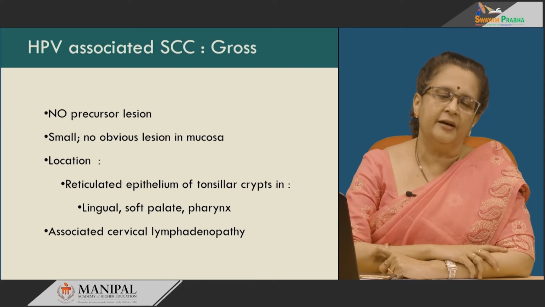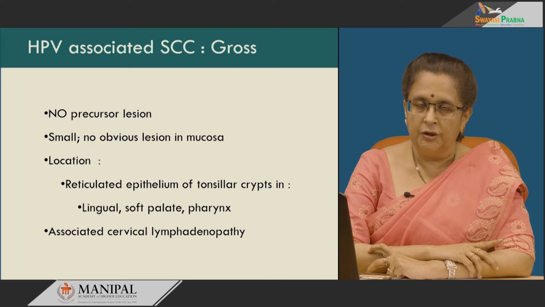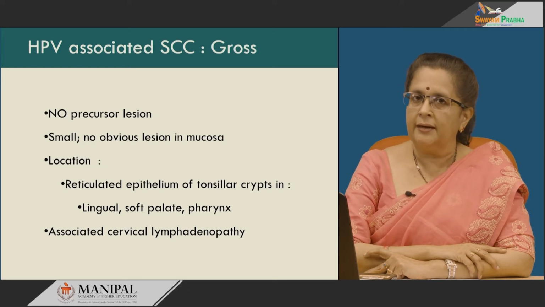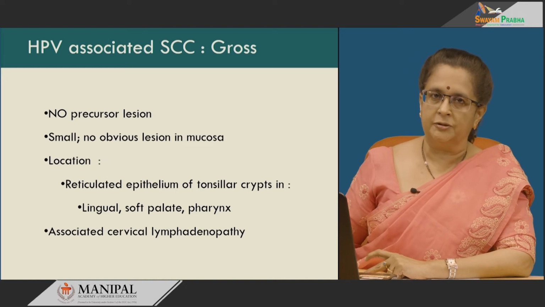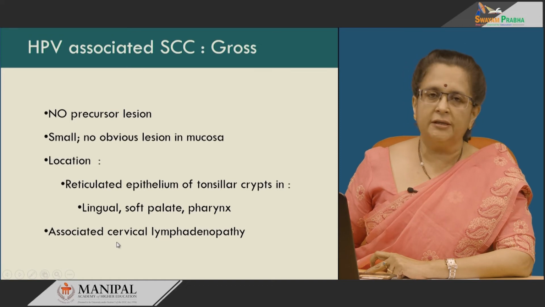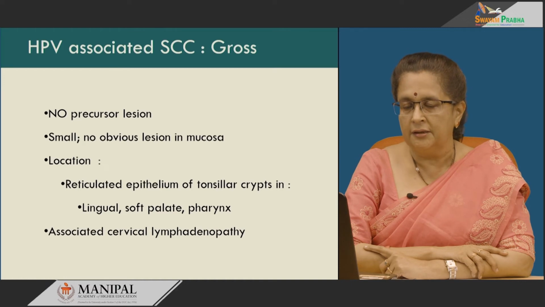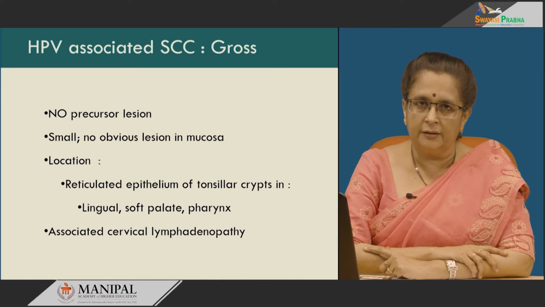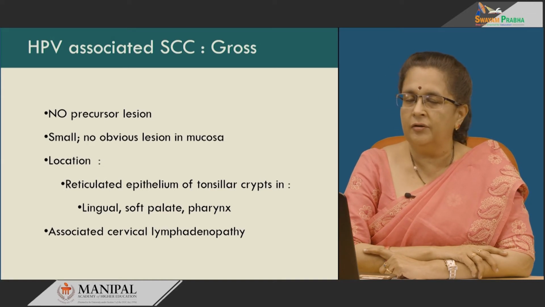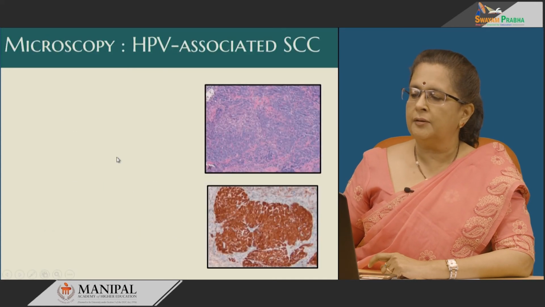In that, where does it affect? It will affect the epithelium overlying the lymphoid tissue. So, epithelium and the lymphoid tissue are in close approximation here, and that is what we will see microscopically also. Now, most of the time the lesions are so small that the associated cervical lymphadenopathy, which is often seen, brings to notice the lesion. So, when we detect the lymph node enlargement and subsequently try to investigate the patient, an oropharyngeal malignancy is detected. So, how will it look microscopically?